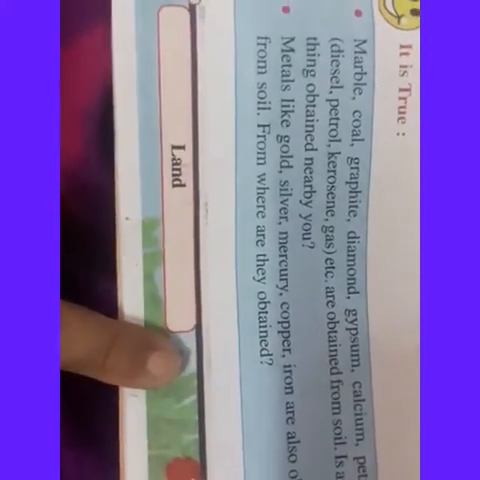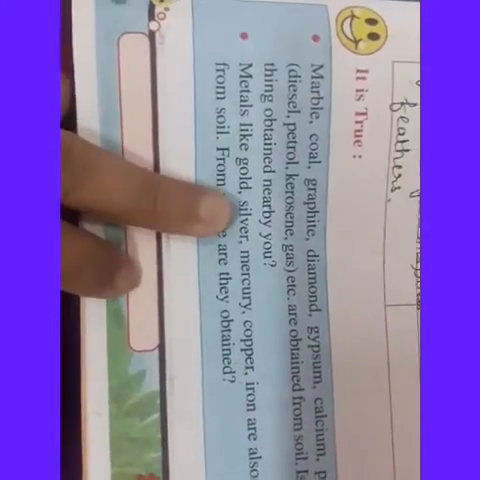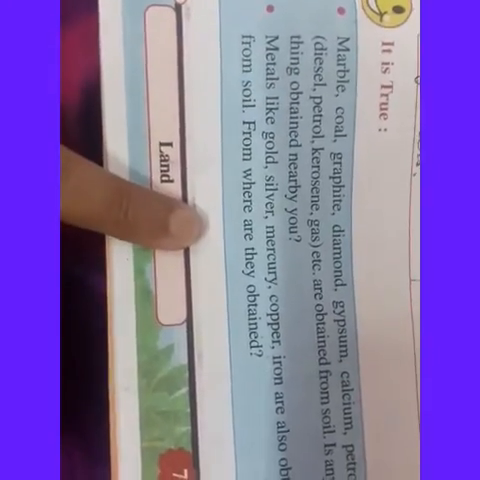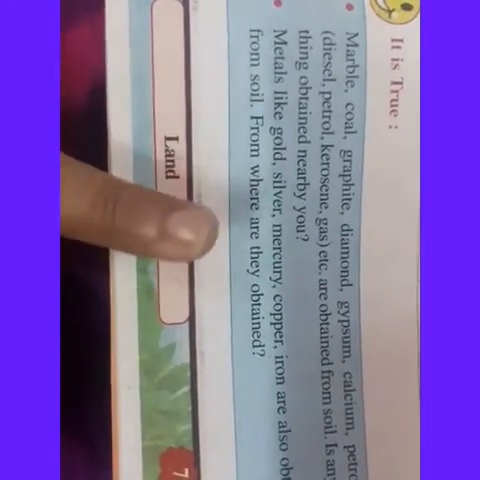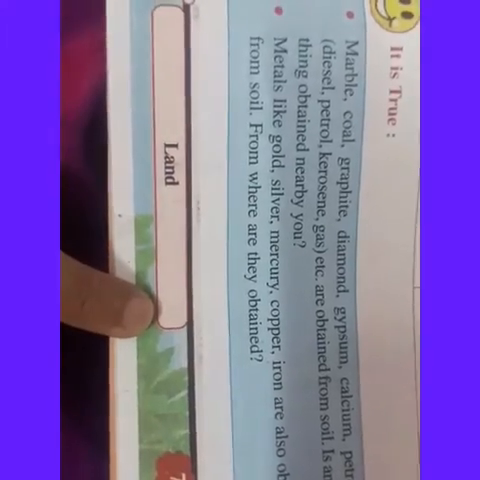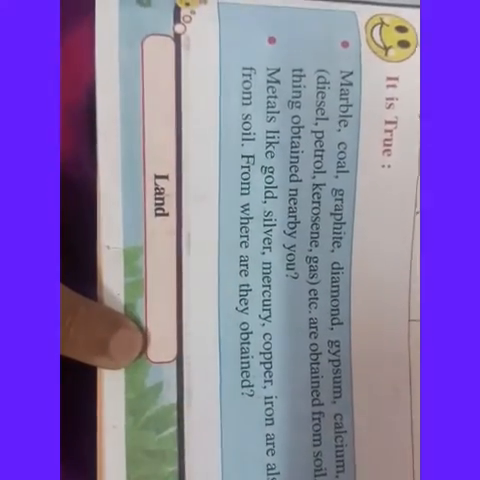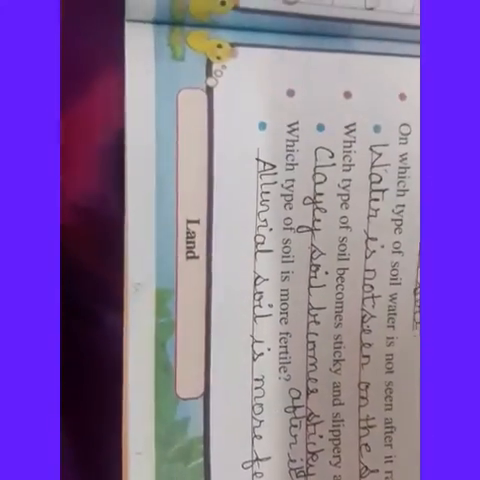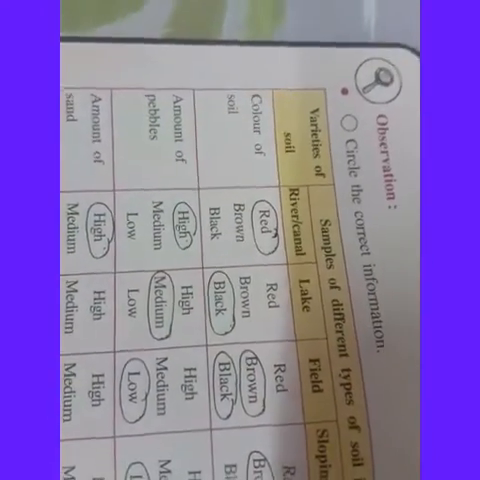फ्रॉम वेयर दे आर ऑब्टेन्ड? सो जैसे डायमंड माइंस होती हैं, जैसे पत्थर की खान होती है, वैसे ही सोने की, चांदी की, ये सब की भी खानें होती हैं. और मर्करी, कॉपर, आयरन, ये सब भी हमको मिट्टी में से ही मिलता है. दीज आर ऑल द मेटल्स दैट आर ऑब्टेन्ड फ्रॉम द सॉइल ओनली. सो फ्रॉम वेयर दे आर ऑब्टेन्ड, दैट यू हैव टू फाइंड आउट. मूविंग ऑन टू पेज नंबर 76 इज द ऑब्जर्वेशन.